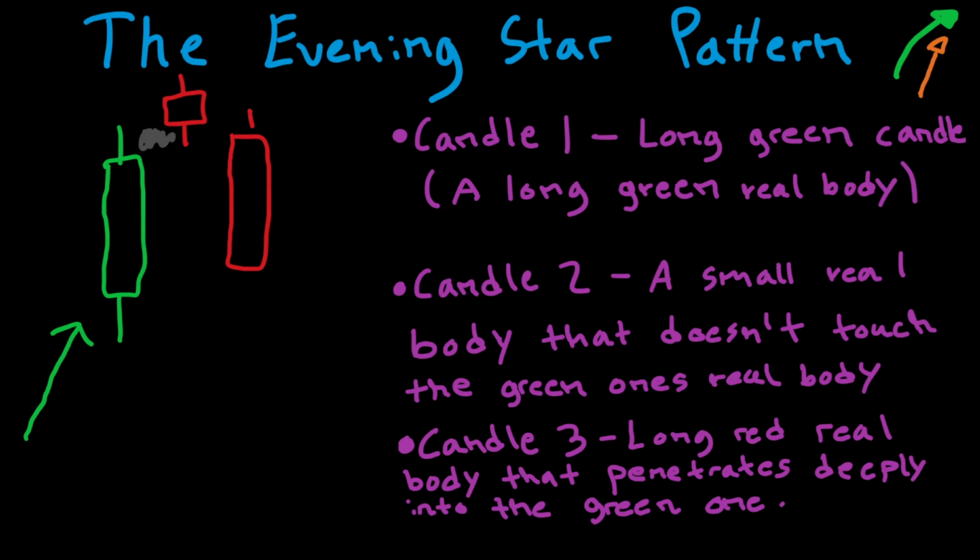And what do I mean by penetrates deeply? Well, we want it to go deep down within the green one. So in this case, the end of the red one's real body stops here. We say that the penetration is this yellow area right here. So it's important that candle 3 penetrates deeply into the green one.